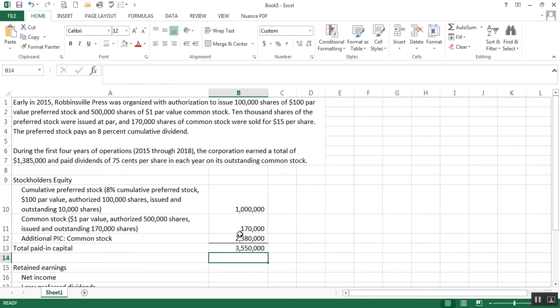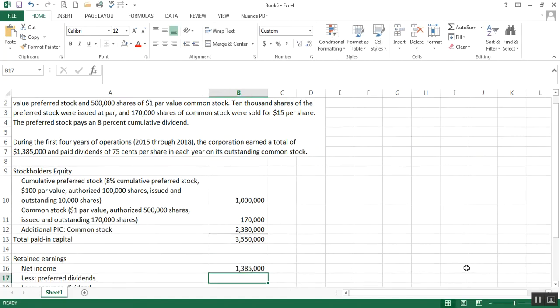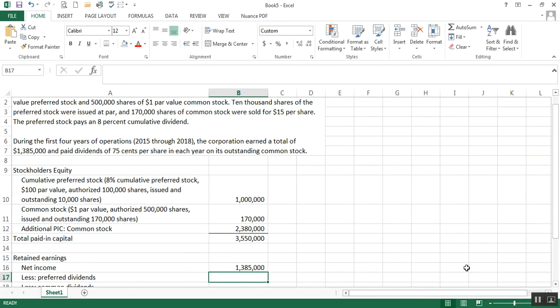All right, so make sure you're using a formula and you're not doing your calculations on the side and then typing in 3550000. This gives you opportunity to make errors, typos, things like that. All right, then we're going to put in our net income, which is 1385000. Then we have our preferred dividends.